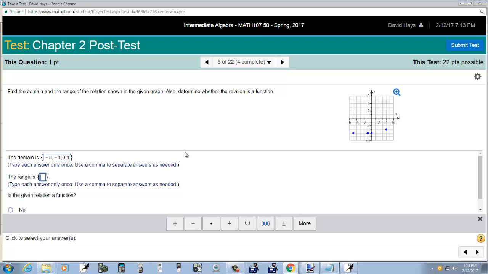Now the range is the y values of our points. And it looks like all of these come over here to negative 1, negative 2, negative 3, negative 4. This one comes over to the y-axis at negative 3.